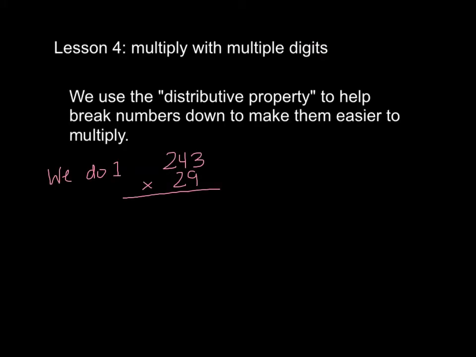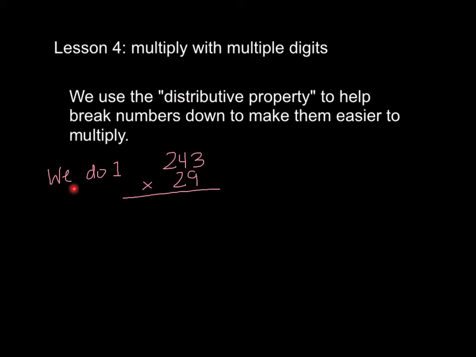Okay, so in this lesson, when we multiply with multiple digits, we use the distributive property to help break numbers down to make them easier to multiply. The distributive property, you'll see as we go through the year, has a lot of different uses. We use it to help simplify things so that we can work with them. Today you'll see one of the ways we'll use it. Basically it means we're passing things out evenly. So you'll see in a moment.